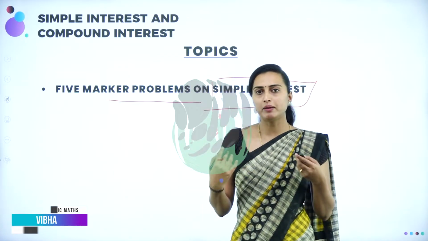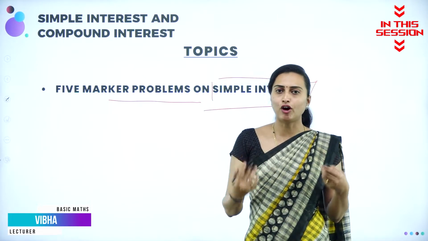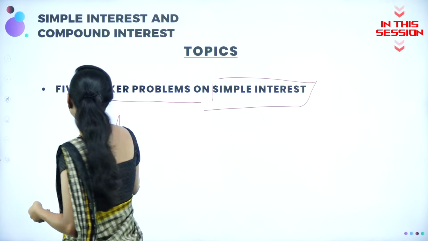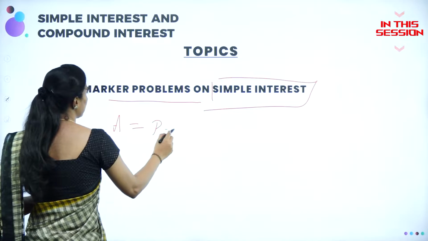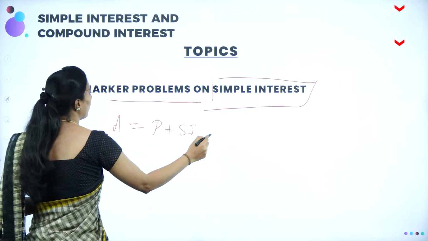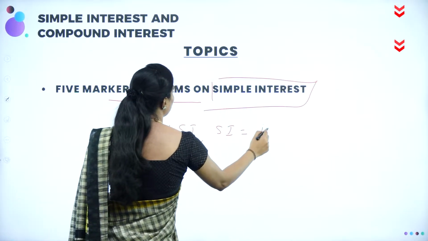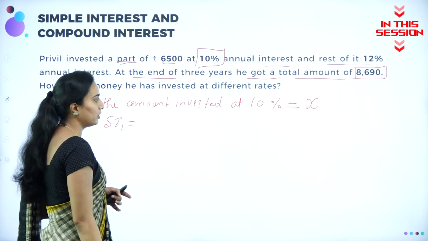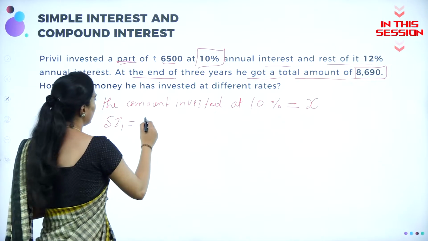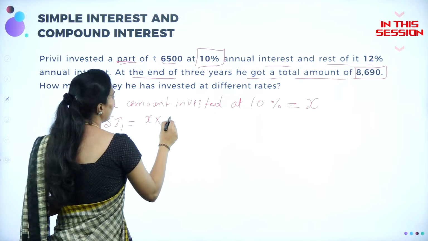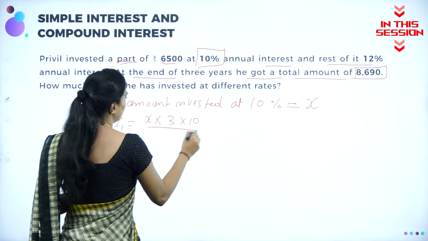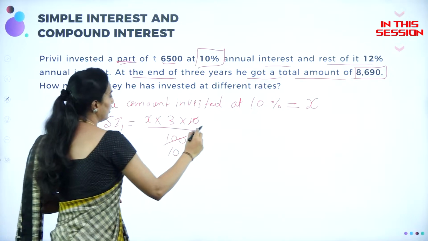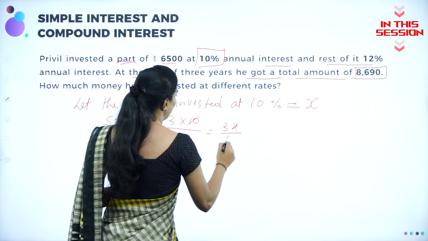So, what are all the 5 marker problems that will be asked and what is the formula they are going to use? The simple formula, dears, you know already: A = P + SI, and SI is given by the formula SI = PTR divided by 100. Now we have the total amount invested, we don't know, that means principal amount x into 3 into 10% divided by 100. So 10 ones are 10, tens are... you are going to have the answer 3x divided by 10.